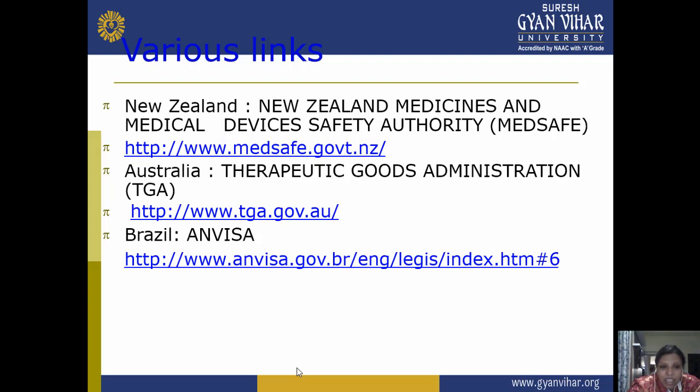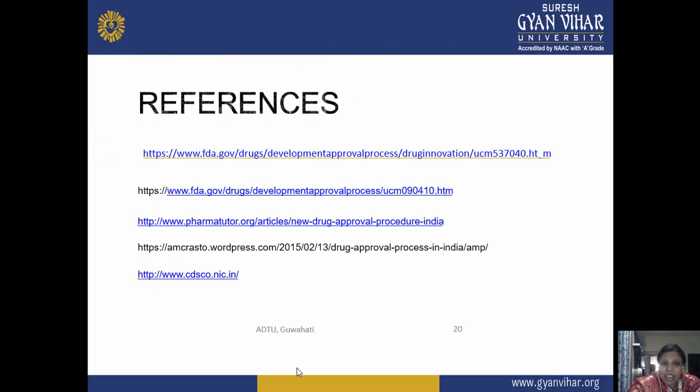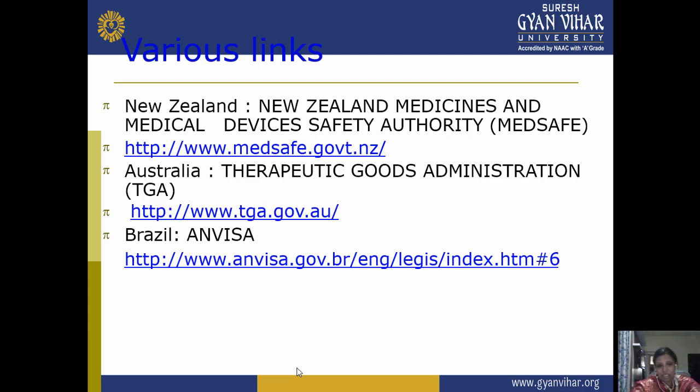Similarly, for Brazil, there is Anvisa, with the link http://www.anvisa.gov.br/eng/legis/index.htm#6. So this is the whole website link for Brazil Anvisa. These are the references, so if you want to go into detail related to the guidelines, you can check out these links. And for the basics of regulatory affairs, you can visit my videos. I have already posted the 6th video related to this, and this is the 7th one.